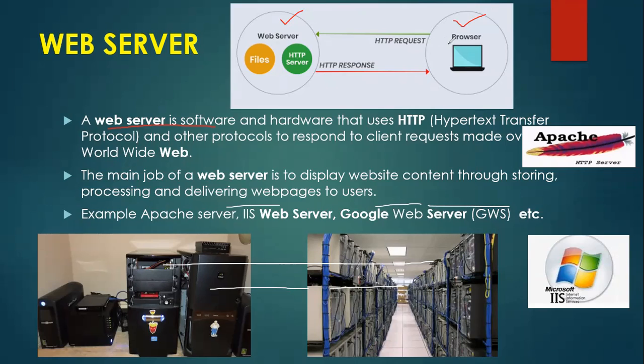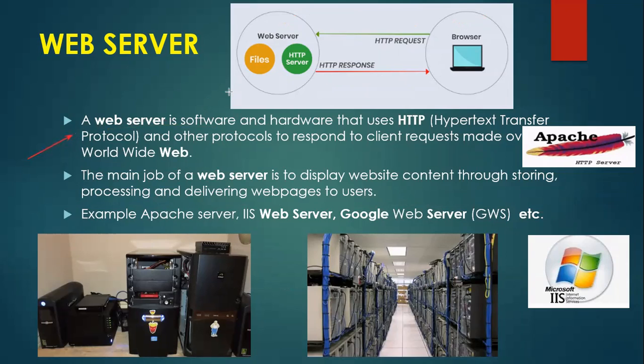So what happens when a user types an address of a website in a browser? The browser sends HTTP request to web server as shown here. Then the web server serves that page or request and sends back the HTTP response to the browser. And that is how a client is able to see information on the browser.